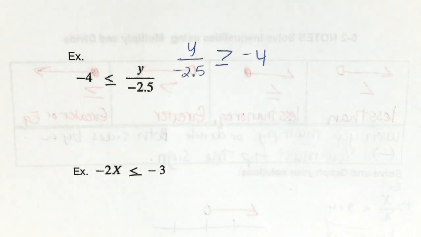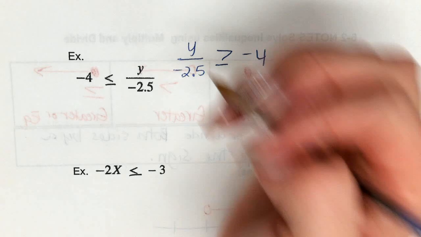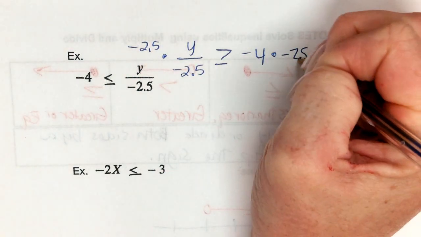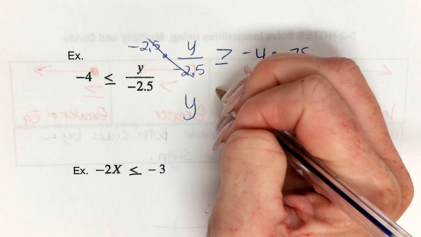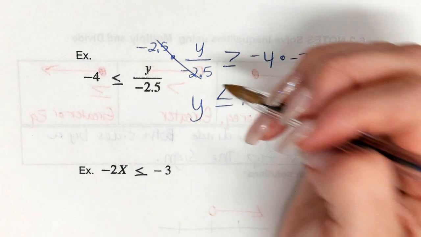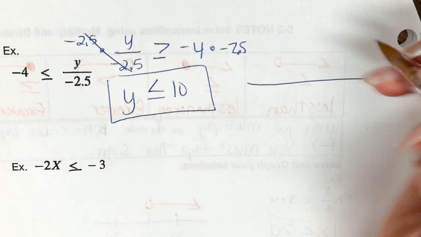Okay, now I can solve by getting rid of the negative 2.5. Is the coefficient negative? So what's going to happen to the sign? It's going to flip. So I'm going to multiply both sides by negative 2.5. The sign is going to flip since I multiplied both sides by a negative, and negative 4 times negative 2.5 is positive 10. And so y is less than or equal to 10.